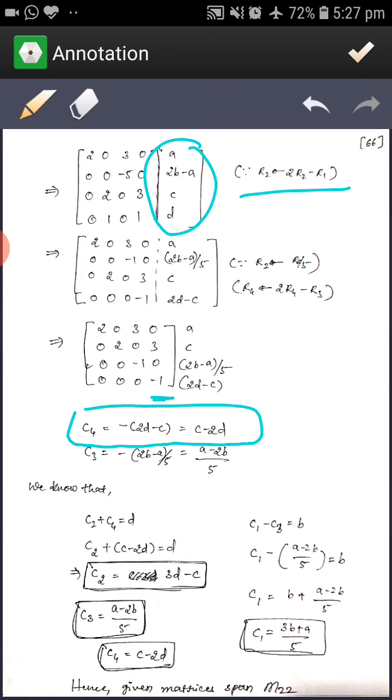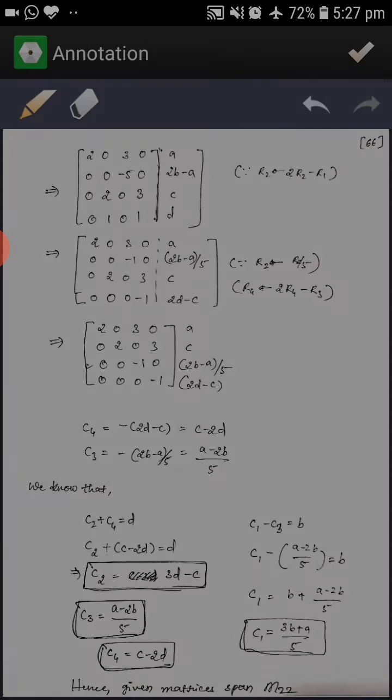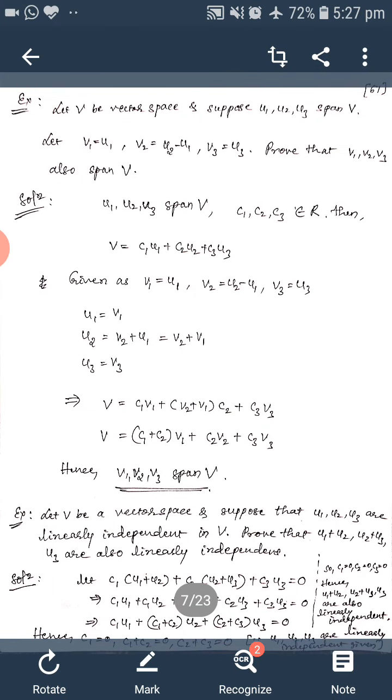Then you need to do the back substitution: substitute for c2, substitute for c1, like that. If you do the back substitution we will get the c2, c3, c4 and c1 values. So as we got the values with respect to the variables, we say that the given matrices span the vector space.